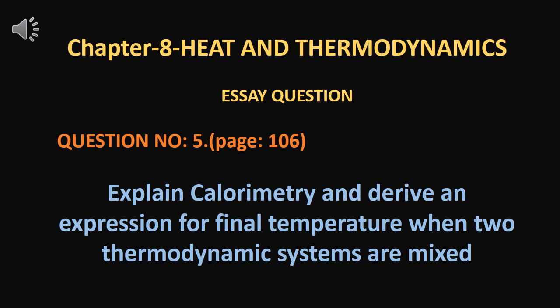Here you are going to learn question number 5, which is given in the exercise in chapter 8, Heat and Thermodynamics. The question is: explain calorimetry and derive an expression for the final temperature when two thermodynamic systems are mixed.